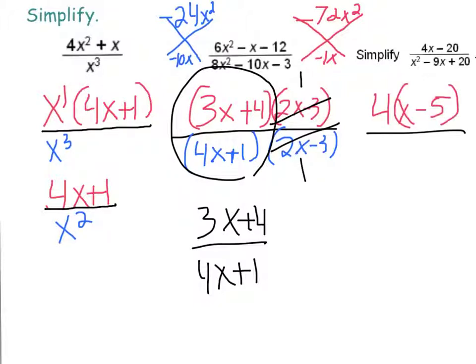On the top, I divided both terms by 4, and I ended up with 4 times parentheses x minus 5. On the bottom, I'm going to say to myself, what times what is 20 but adds to negative 9? And it is, of course, negative 4 times negative 5 is 20, but if you add them together, you get negative 9. And I look and I see these match. That's great.